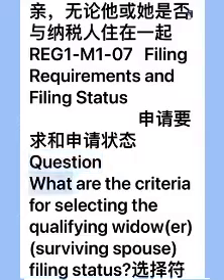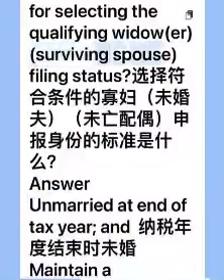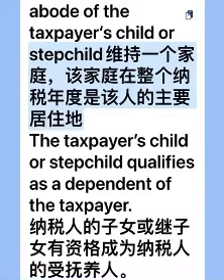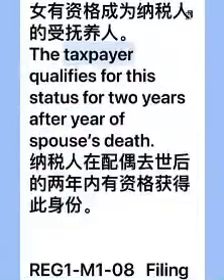Reg 1M1-07. Filing requirements and filing status. Question: What are the criteria for selecting the qualifying widow, surviving spouse, filing status? Answer: Unmarried at end of tax year, and maintain a household, which for the whole taxable year was the principal place of abode of the taxpayer's child or stepchild. The taxpayer's child or stepchild qualifies as a dependent of the taxpayer. The taxpayer qualifies for this status for 2 years after year of spouse's death.